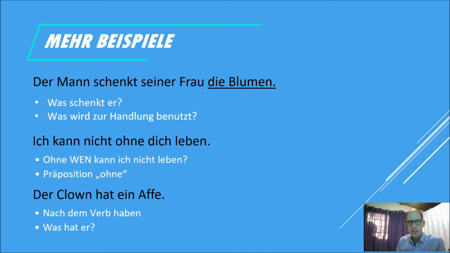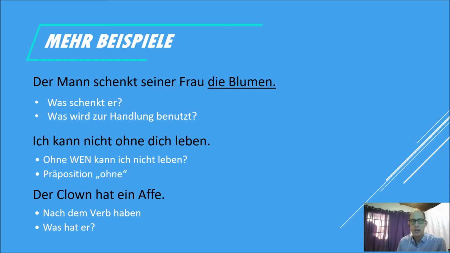Another example. Ich kann nicht ohne dich leben. I cannot live without you. Again, let's do the question. Ohne wen kann ich nicht leben? Ohne dich. So dich is in the accusative. We have this pronoun declined to the accusative. And also we have here the preposition ohne, and we learned that this is one of the prepositions that requires the accusative case.